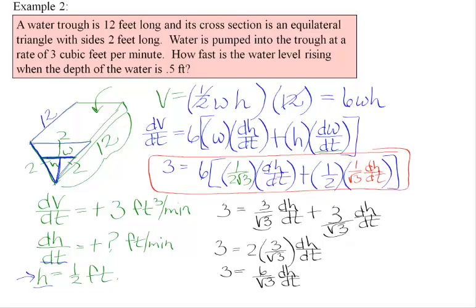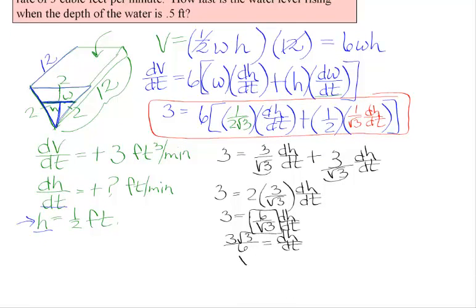When I divide both sides by this term, I'm going to get 3 root 3 over 6 equals dh dt. That will simplify to root 3 over 2. So there's dh dt, and I'll write it on this side. dh dt equals root 3 over 2. The units we said would be feet per minute. The question said, how fast is the water level rising?